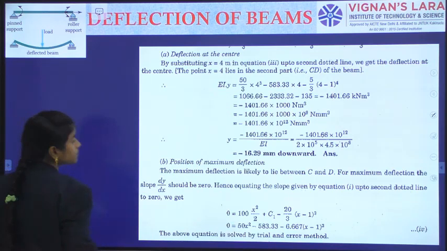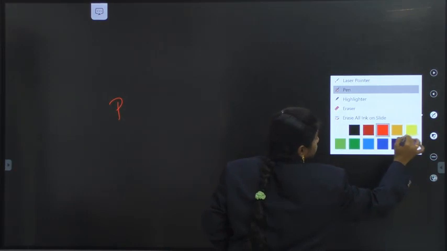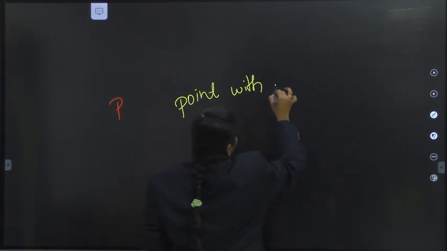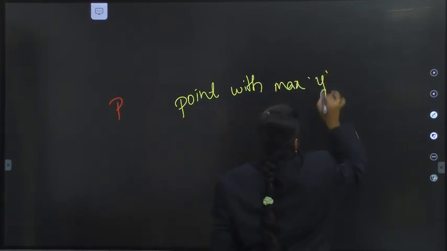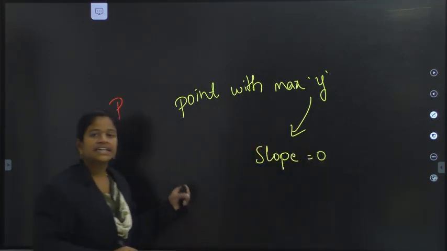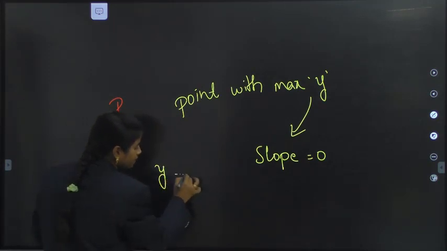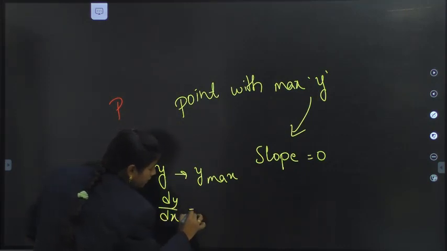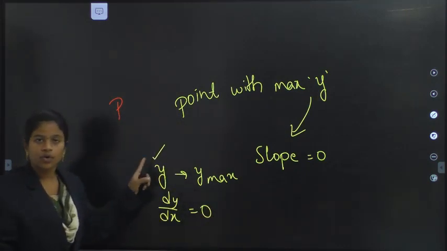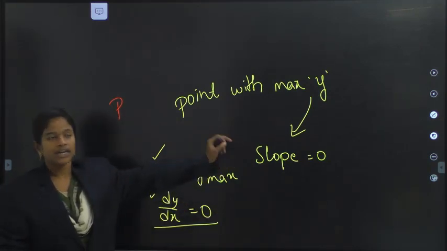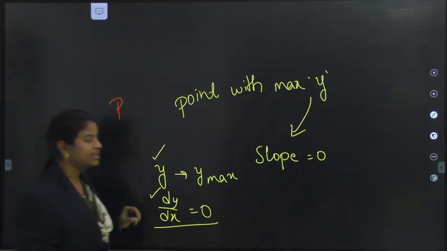We have already said the point with maximum y will have slope equal to 0. Why? It is a basic mathematical condition only. When y is becoming y maximum, the corresponding dy by dx should be equal to 0. So y is our deflection. We want y deflection to be maximum and the corresponding slope dy by dx should be equal to 0. Okay. In this way, I am considering the position where this thing happening.